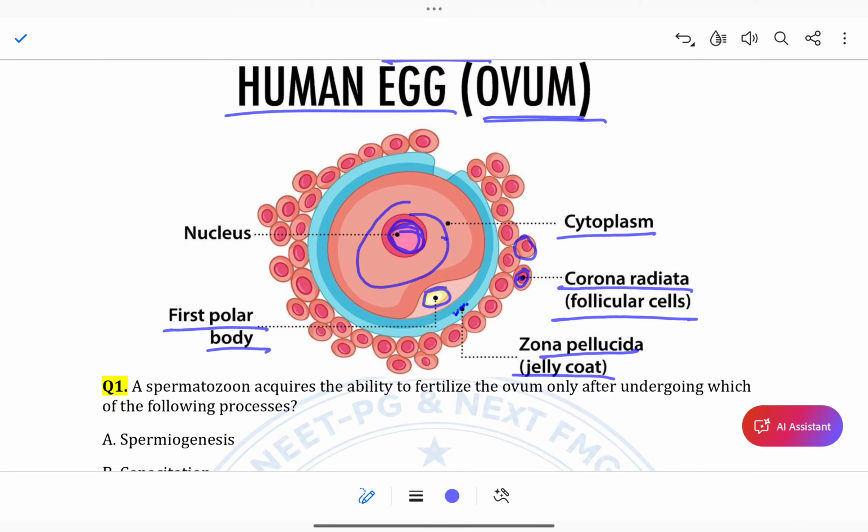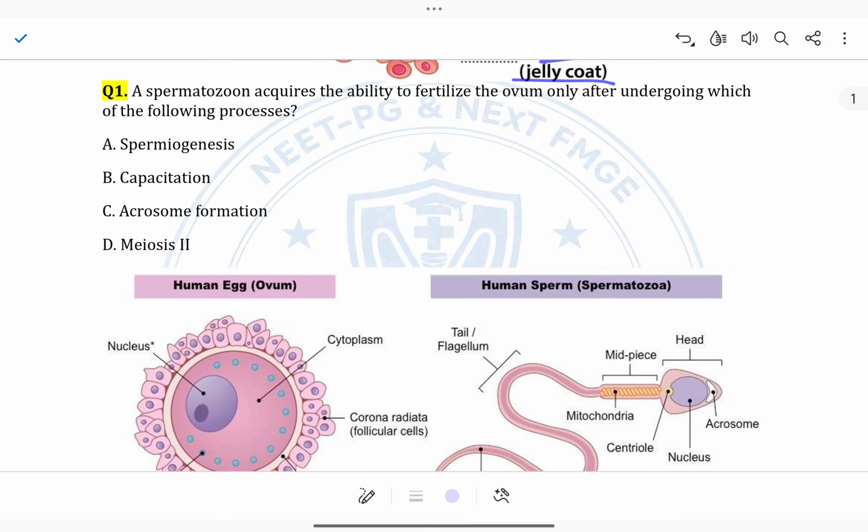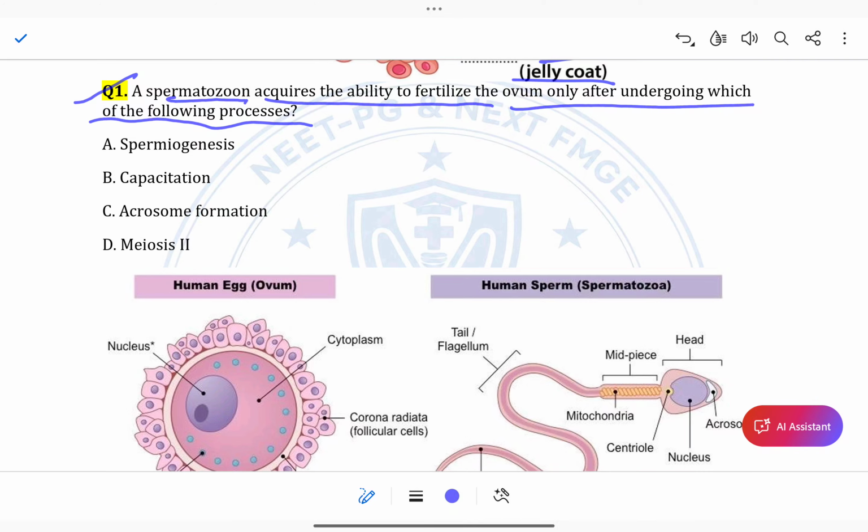Yes, so now we are going to explain a few very important MCQs, and it will be very helpful to make it clear, and you will get a lot of advantage from this MCQ. So here is a very important question. A spermatozoon acquires the ability to fertilize the ovum only after undergoing which of the following processes?